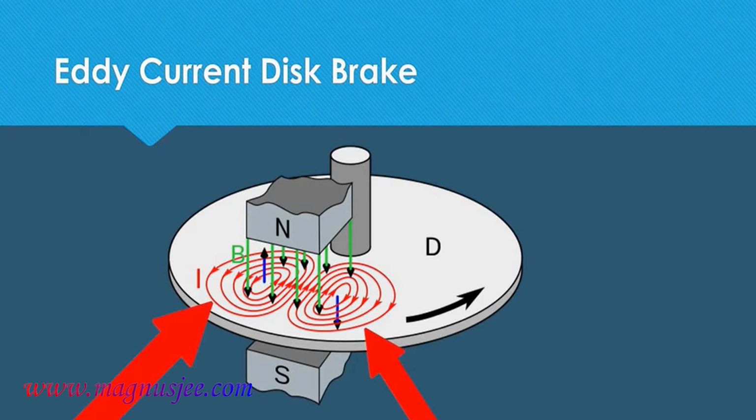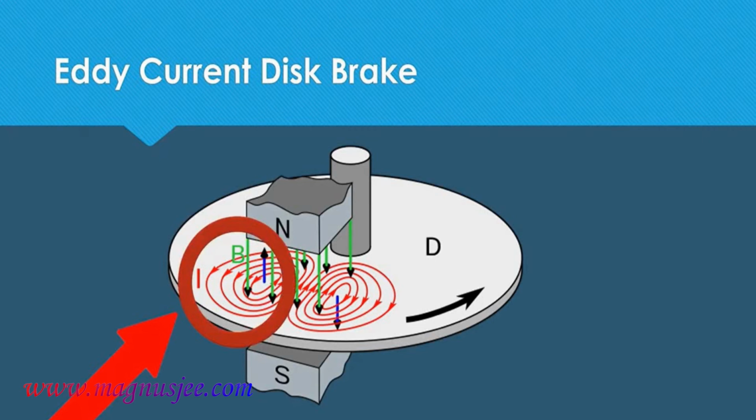In this case, eddy current flows counterclockwise just below the leading edge of the North Pole. I is the eddy current, which flows counterclockwise, and here there is also eddy current which flows in clockwise direction through the circular metallic disc below the trailing edge of the North Pole.